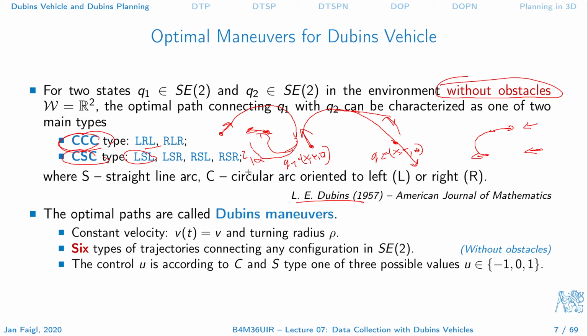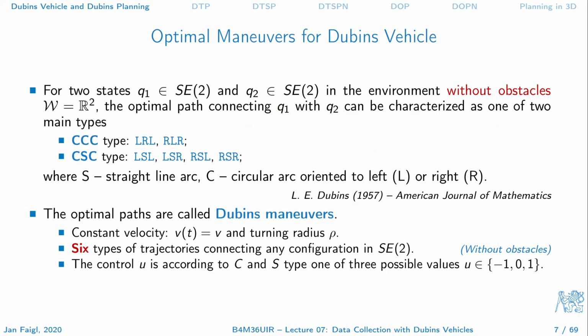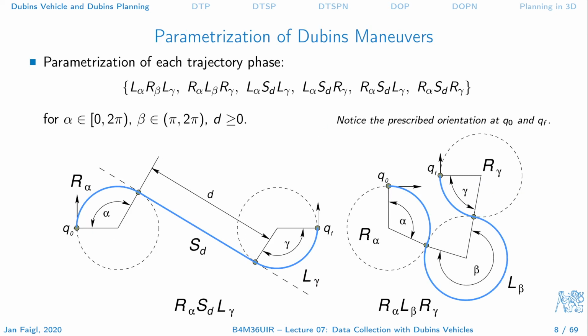orientation. So to clear it, we have a way for this point-to-point planning with the headings. But in our data collection planning, we have a bunch of these locations, and that's probably the main topic of solving the data collection planning with Dubins vehicle. So how can we parameterize the Dubins maneuver, that is the optimal connection of one configuration with another.